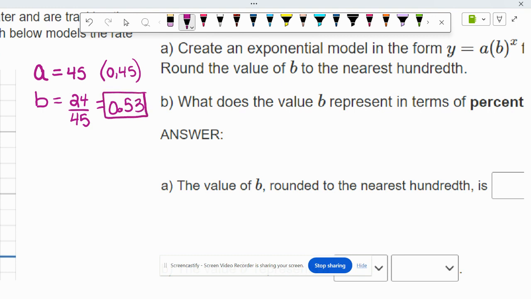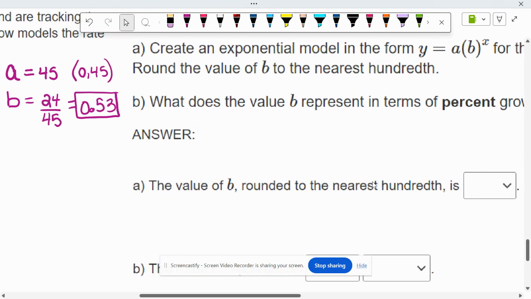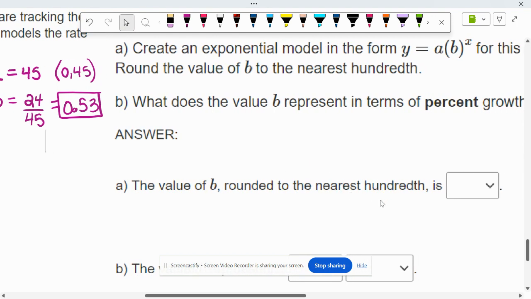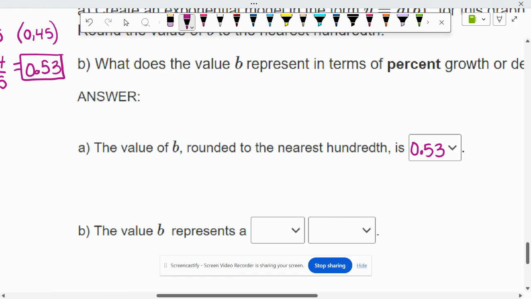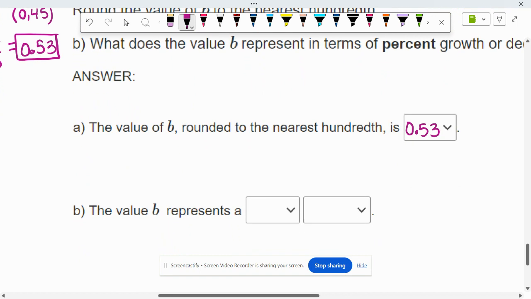So the first part says write your equation. So we have to fill that in. So it says the value of B rounded to the nearest hundredth is what? 0.53. The value of B rounded to the nearest hundredth is 0.53. It says the value B represents a blank. This is going to be a percentage number and either the word growth or decay. So is it growing or is it decaying? It's decaying. So the word here is going to be decay.